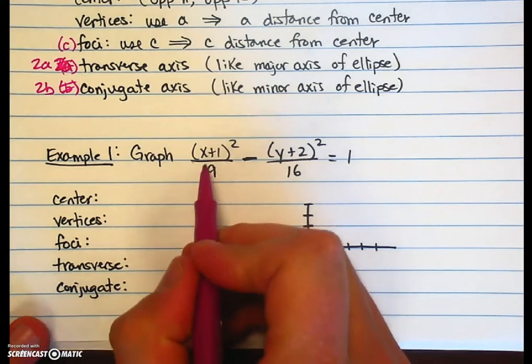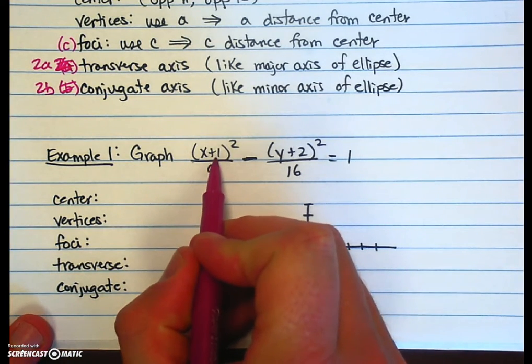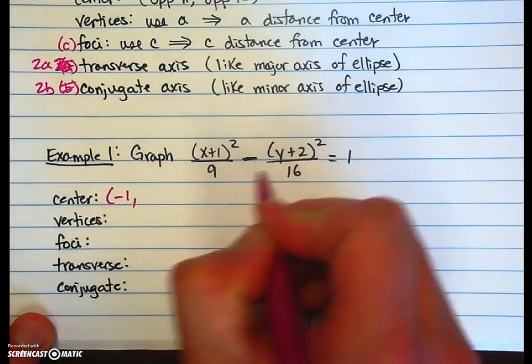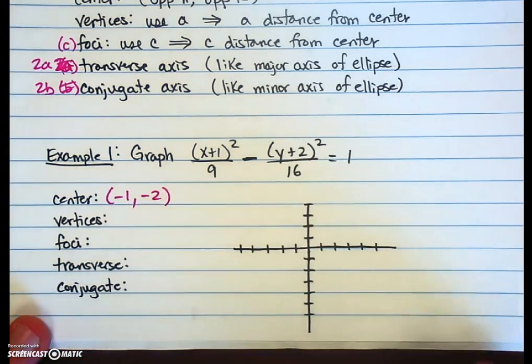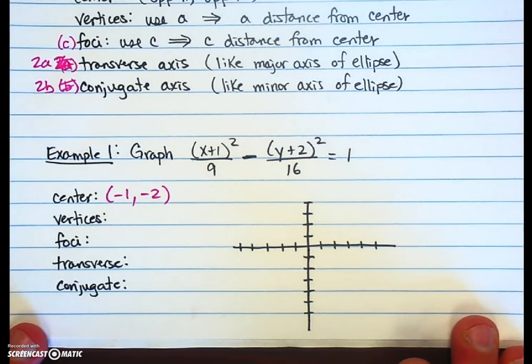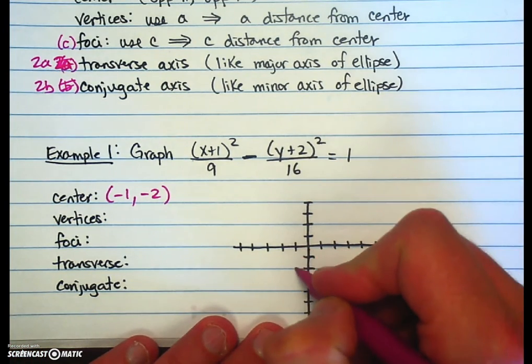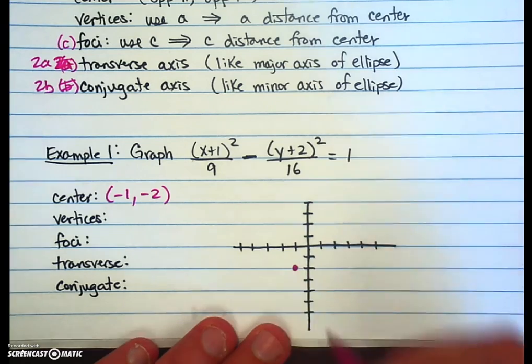Our center, opposite h, and remember h always goes with x, k always goes with y. So opposite h, opposite k. So -1, -2 is my center. Okay, and I'm going to go ahead and put that on my graph. So -1, -2. There's the center of my graph.